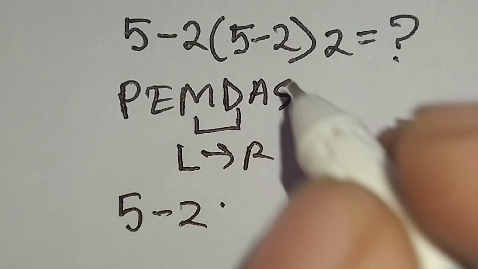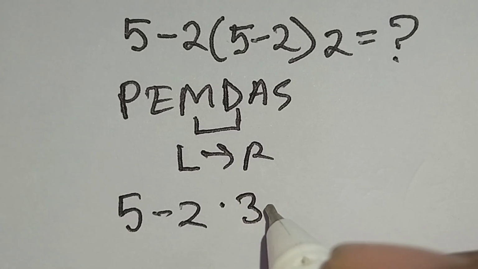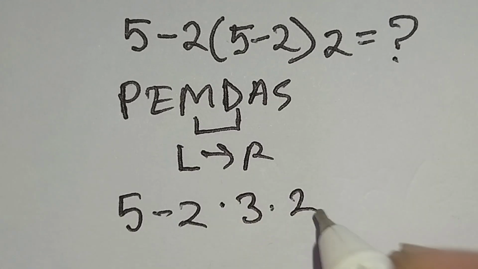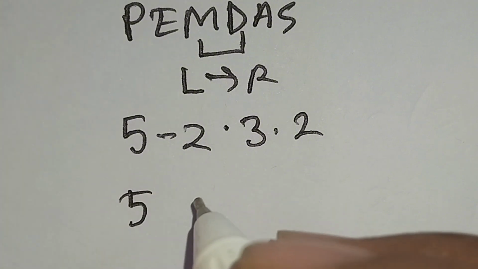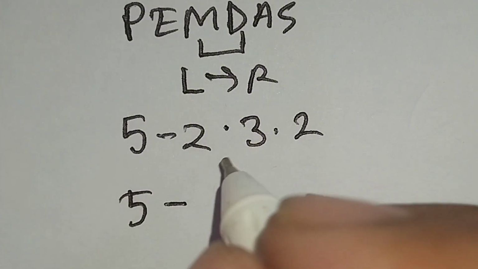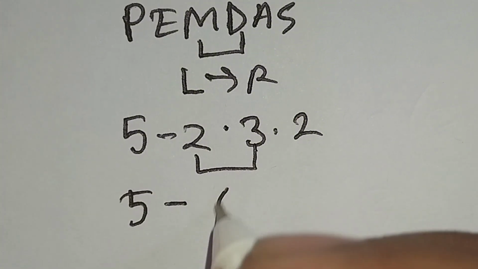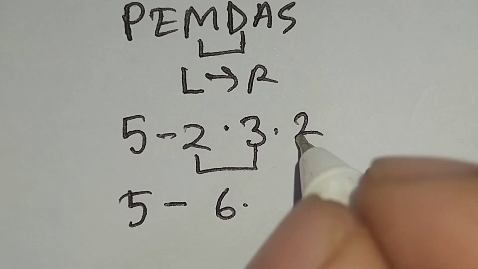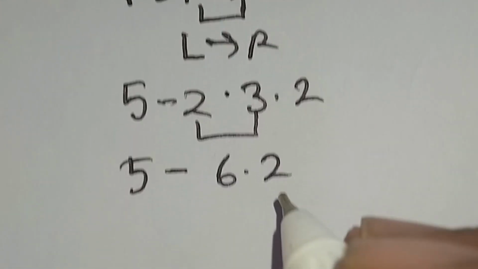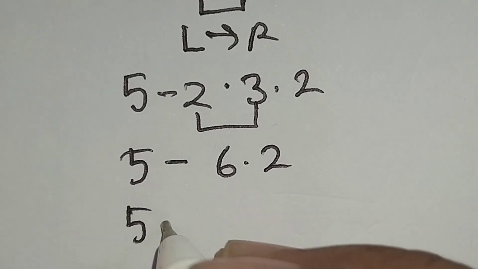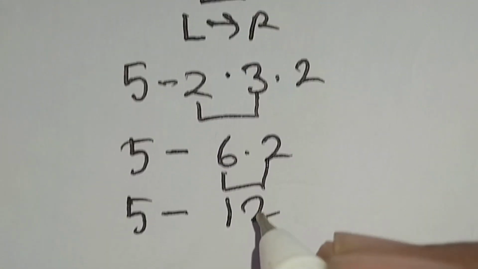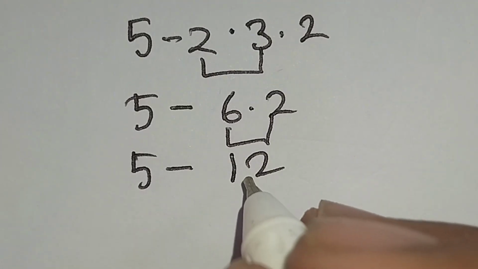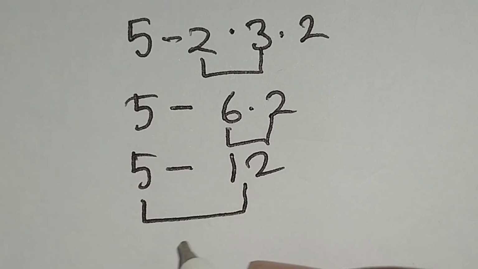multiply 5 minus 2 gives us 3 times this 2. Here this 5 minus 2 times 3 gives us 6 times this 2. Here 5 minus 6 times 2 gives us 12. 5 minus 12 gives us minus 7.